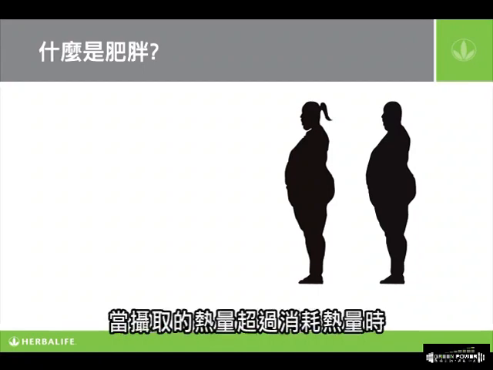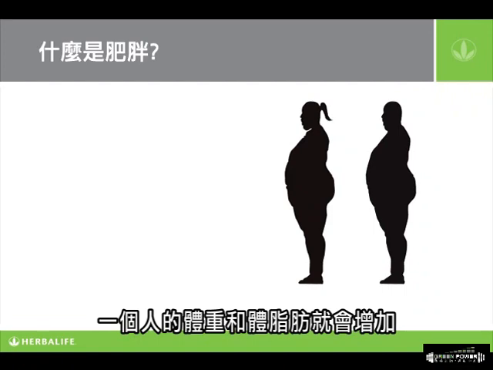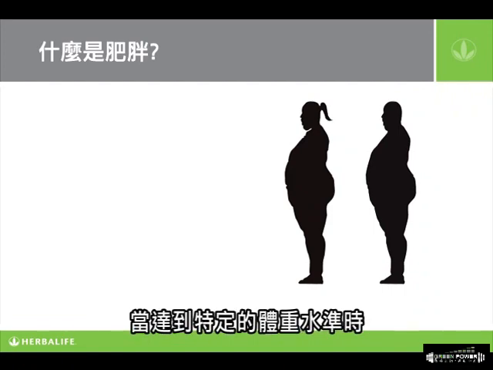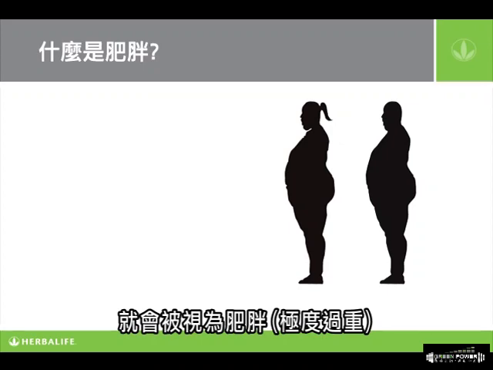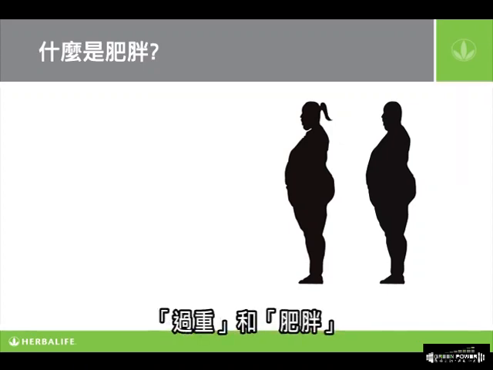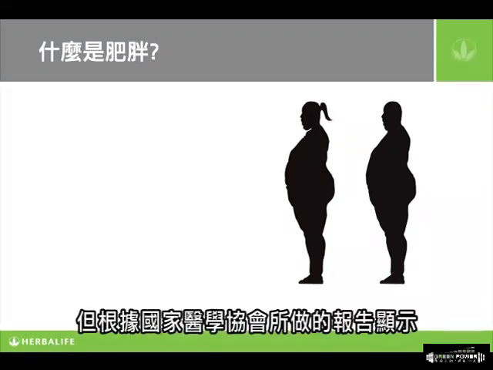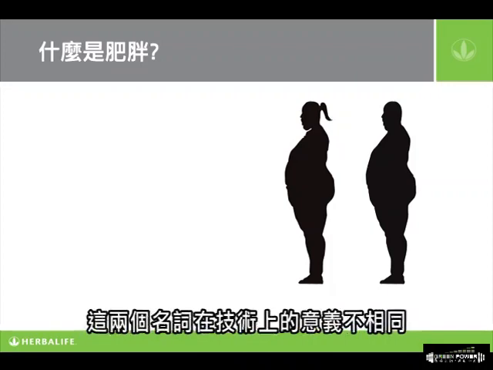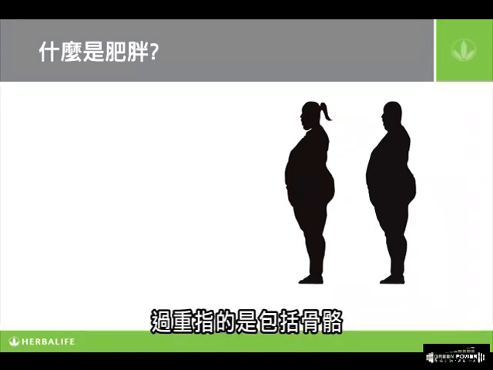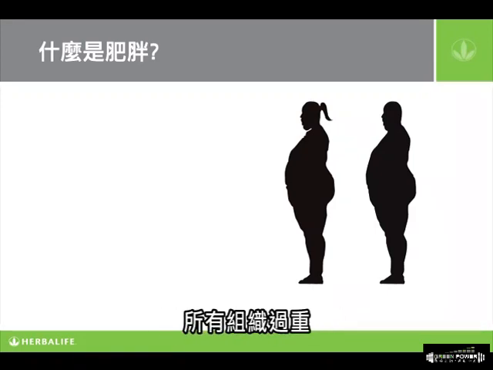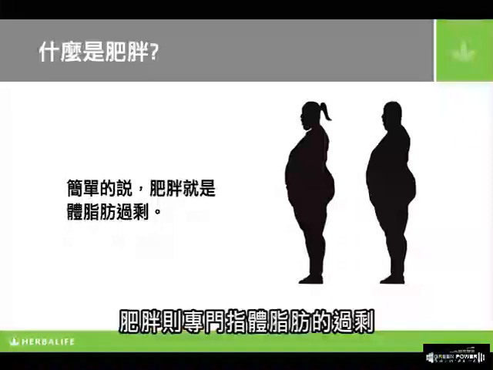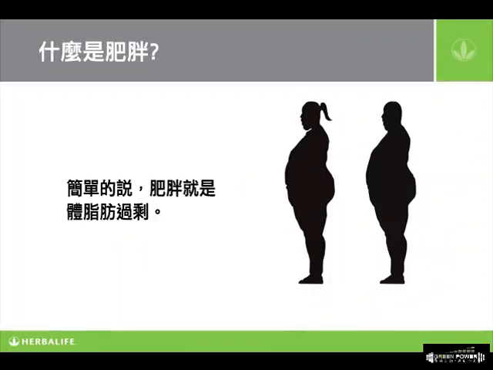As we mentioned, when more calories are consumed than burned, a person will gain weight and fat. When a person reaches a certain body weight, he or she is then considered obese or very overweight. The terms overweight and obesity are usually used interchangeably. However, according to a report by the Institute of Medicine, their technical meanings are not identical. Overweight refers to an excess of body weight of all tissues, which includes bones, fat, and muscle. Obesity refers specifically to an excess of body fat.